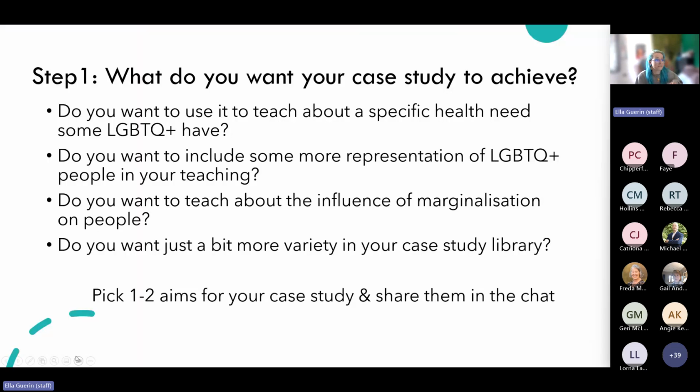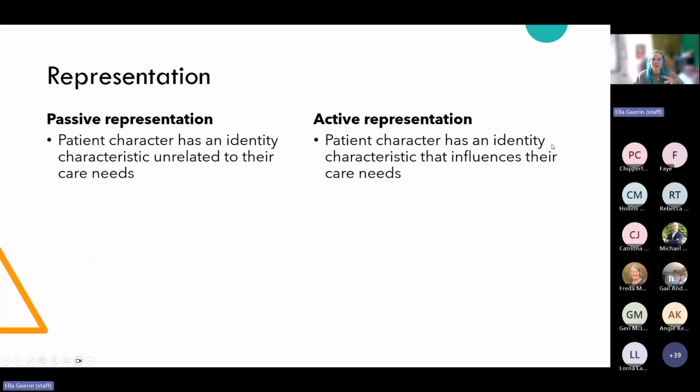Fab. So what we're going to think about next, and it's come up a little bit in some of the comments people have made, is representation. And there's two forms of representation. I'm sure they have official names according to the literature, but I'm not sure what those are yet. So for me, I refer to it as passive and active representation.